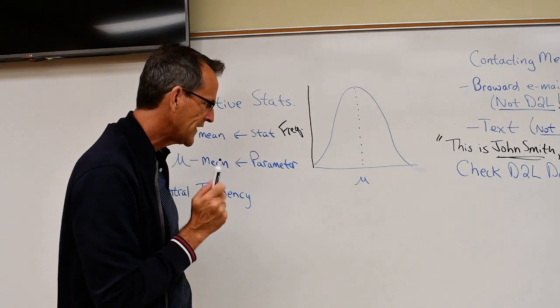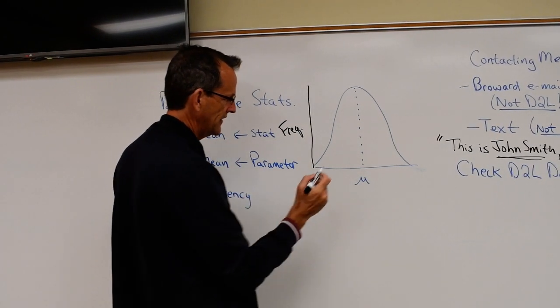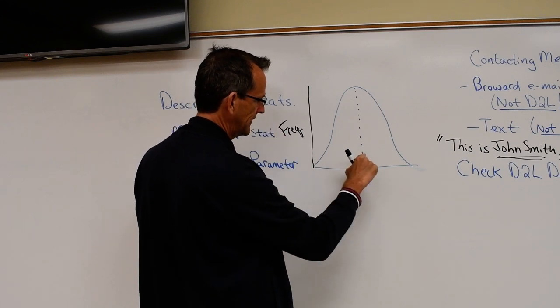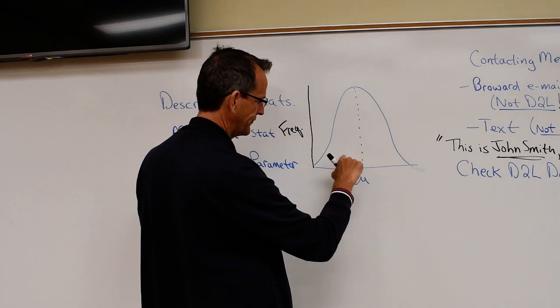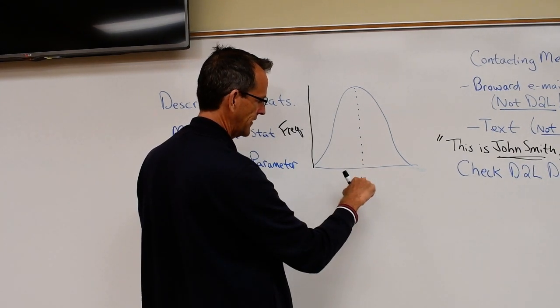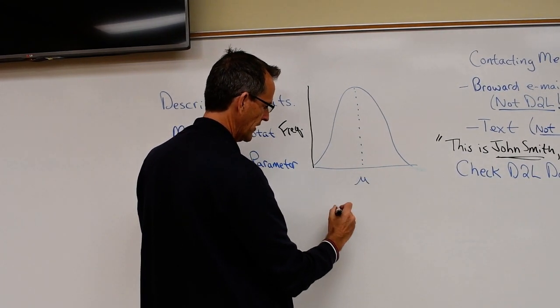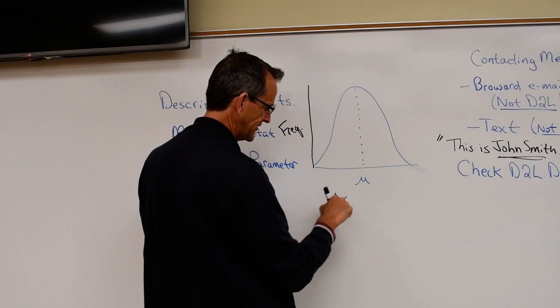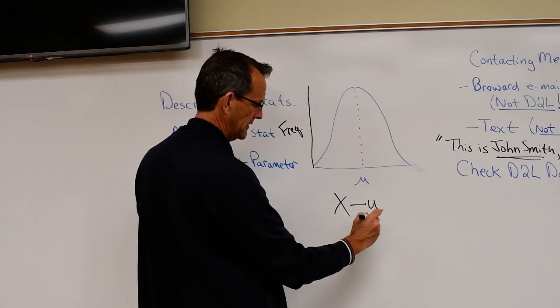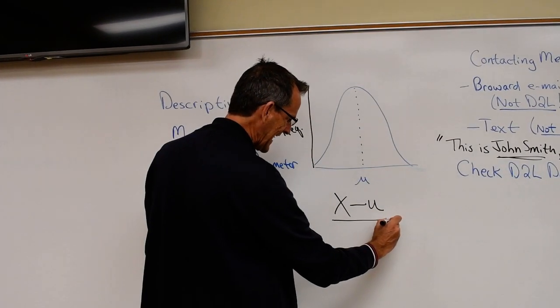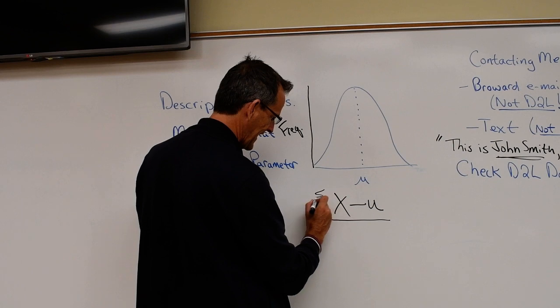Well, one thing we could try to do is, what if we took every individual and figured out how far the individual data points are from the mean? So in other words, we could take each individual data point and subtract the mean. And then if we just took an average of these, so we were going to need to add them all up.